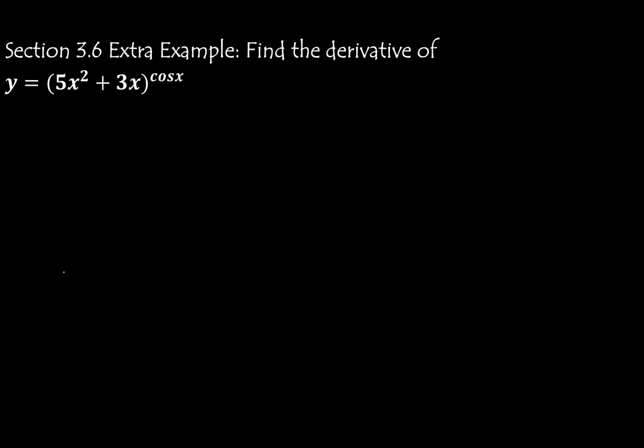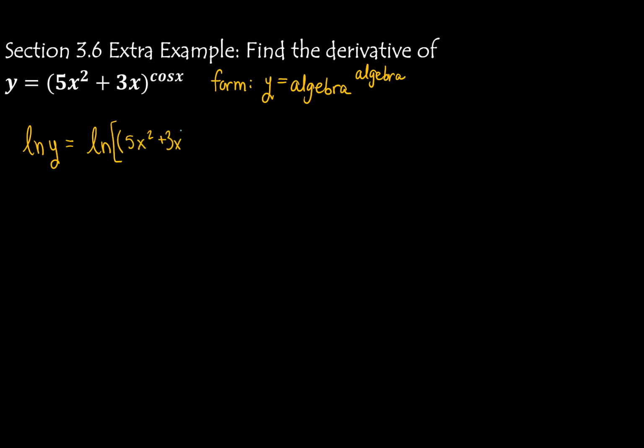Got an extra example here because it's always good to see a few of these logarithmic differentiations. Again, this falls into the form. It's a ripe candidate for logarithmic differentiation because the form is where I've got algebra in the base and algebra in the exponent. So let's do it. I'm going to take the natural log of both sides. Next, I'm going to bring that cosine of x down in the front.